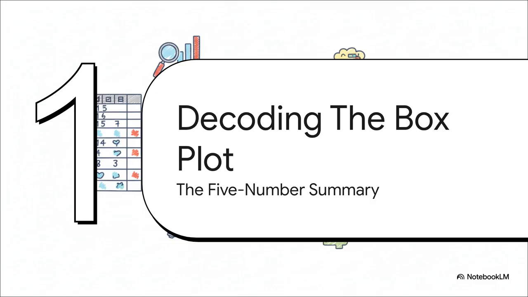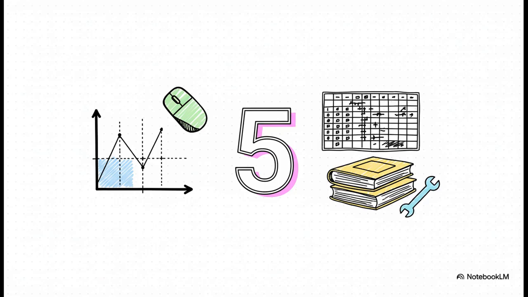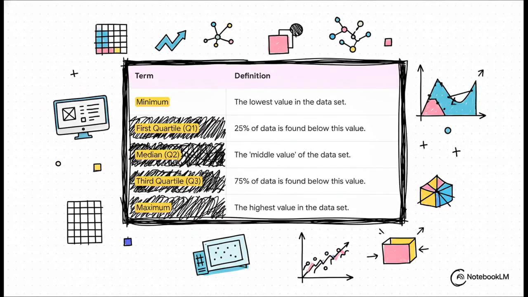So, how does it do all that? What's the secret? Well, its entire structure, the box in the middle and those two little whiskers on the end, is all built on just 5 key numbers that summarize your entire data set. Yep, that's it. Just 5 numbers. The whole plot is basically a picture of these 5 values. It's an incredibly efficient way to get the vibe of your data without getting lost in all the details.